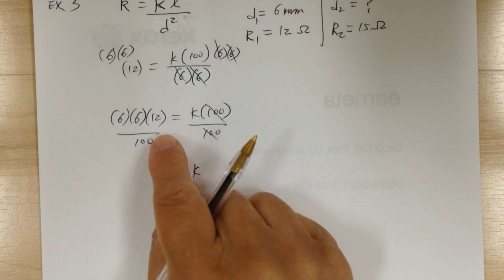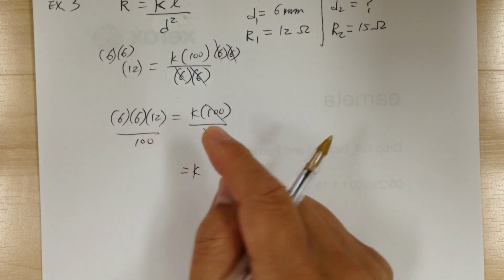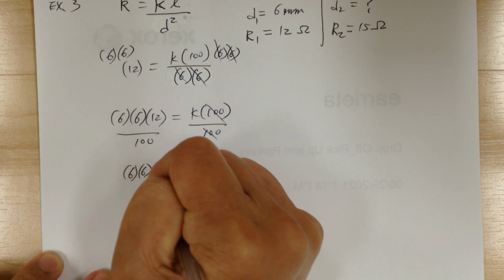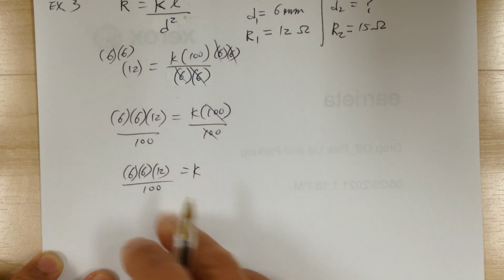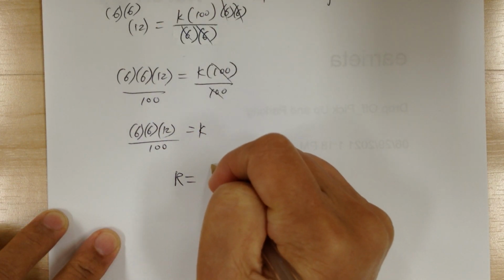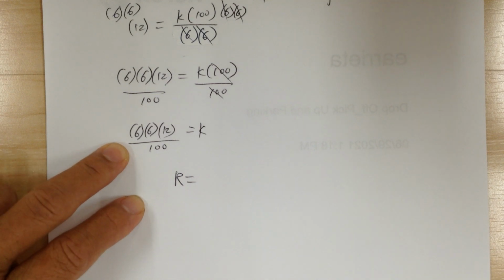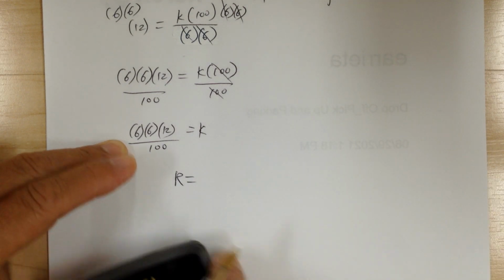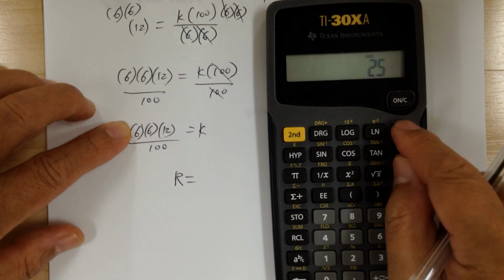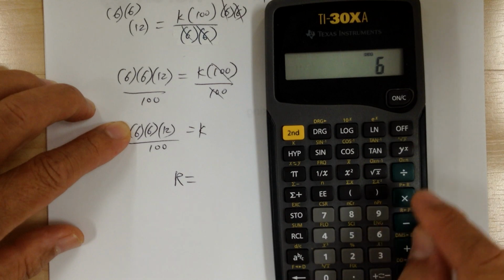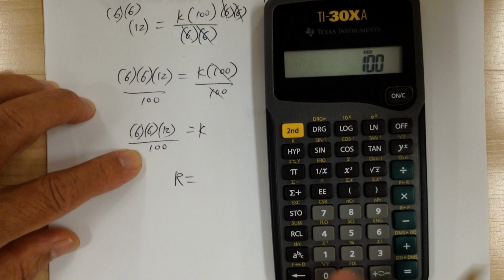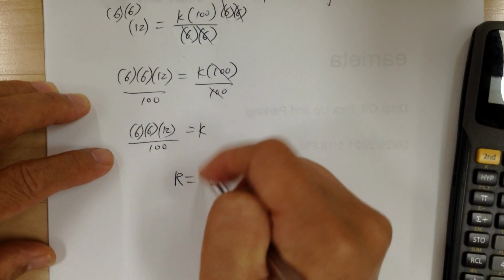If it's too complicated to figure out, just leave it. So k equal to 6 times 6 times 12 over 100. You can leave that, that's fine. Then you update your equation. Or you can just work it out. So 6 times 6 times 12 divided by 100 equals 4.32.